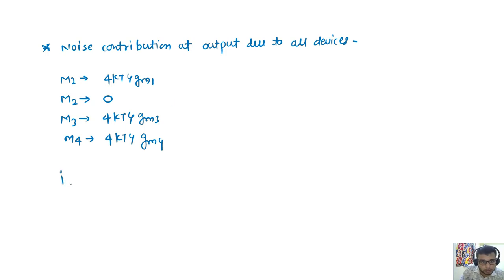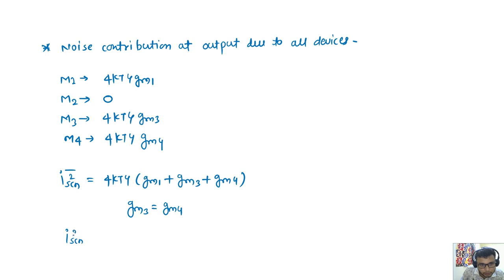So what is the total short circuit current mean square value at output? Nothing but 4kTγ(gm1 + gm3 + gm4). Where we also considered initially that gm3 equals gm4, I can write this short circuit noise current mean square value as 4kTγ(gm1 + 2gm3,4), they are the same.